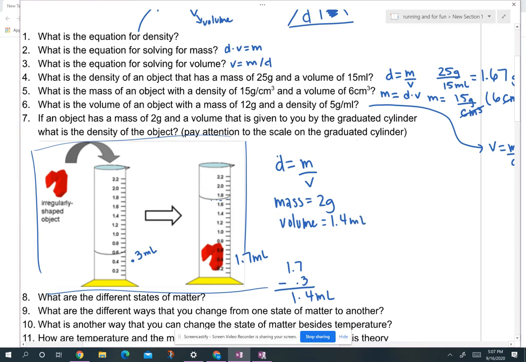I'm going to go ahead and divide those. So I'm going to go 2 grams divided by 1.4 milliliters. And then that is equal to a density of 2 divided by 1.4. And that is 1.42 grams per milliliter. So that is what you would get for your density.